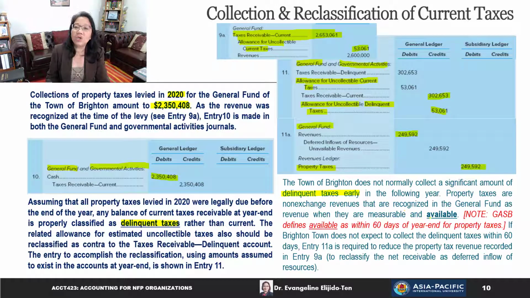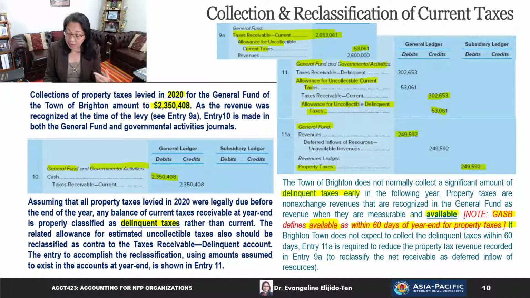I said, what do we mean when it is available? Well, there is a GASB definition of available. According to GASB, available means it should be available within 60 days of year-end property taxes. So, if they can actually collect these delinquent amounts within the first 60 days of the next year, it would still be considered available, and there's no need for reclassifying your current taxes receivables to delinquent.